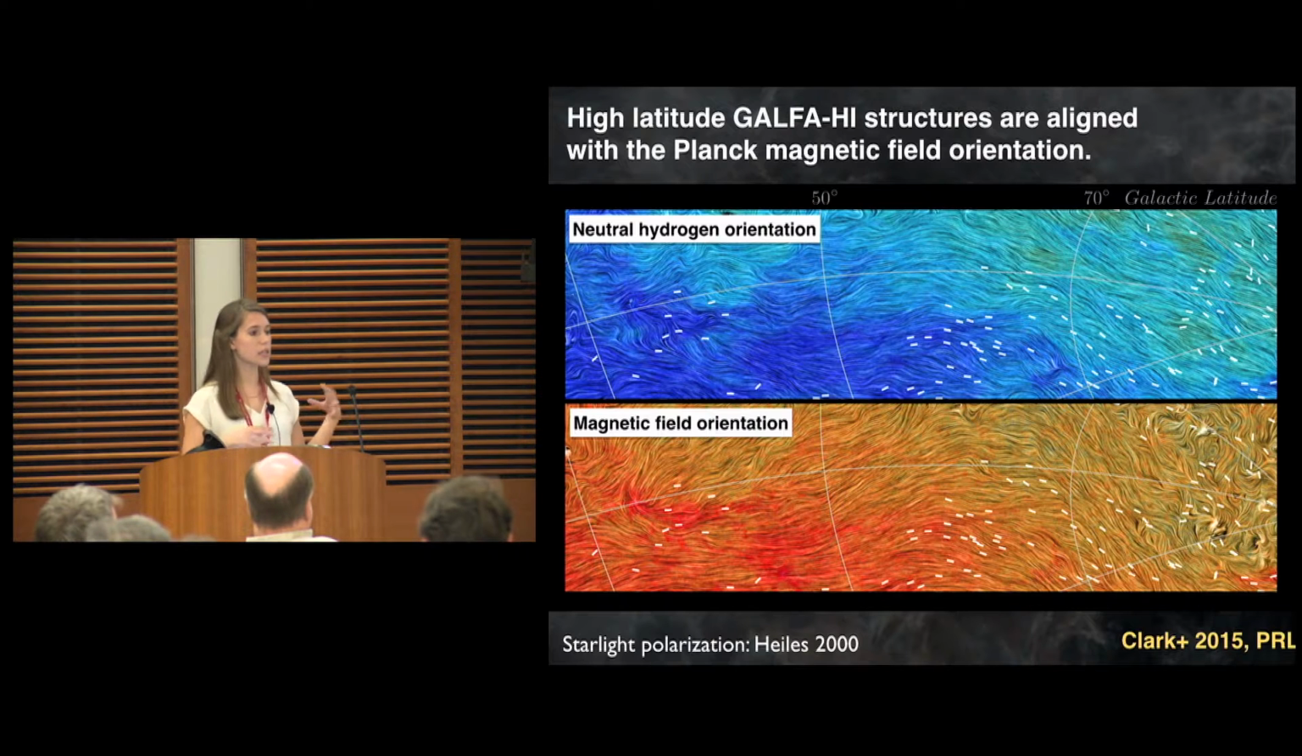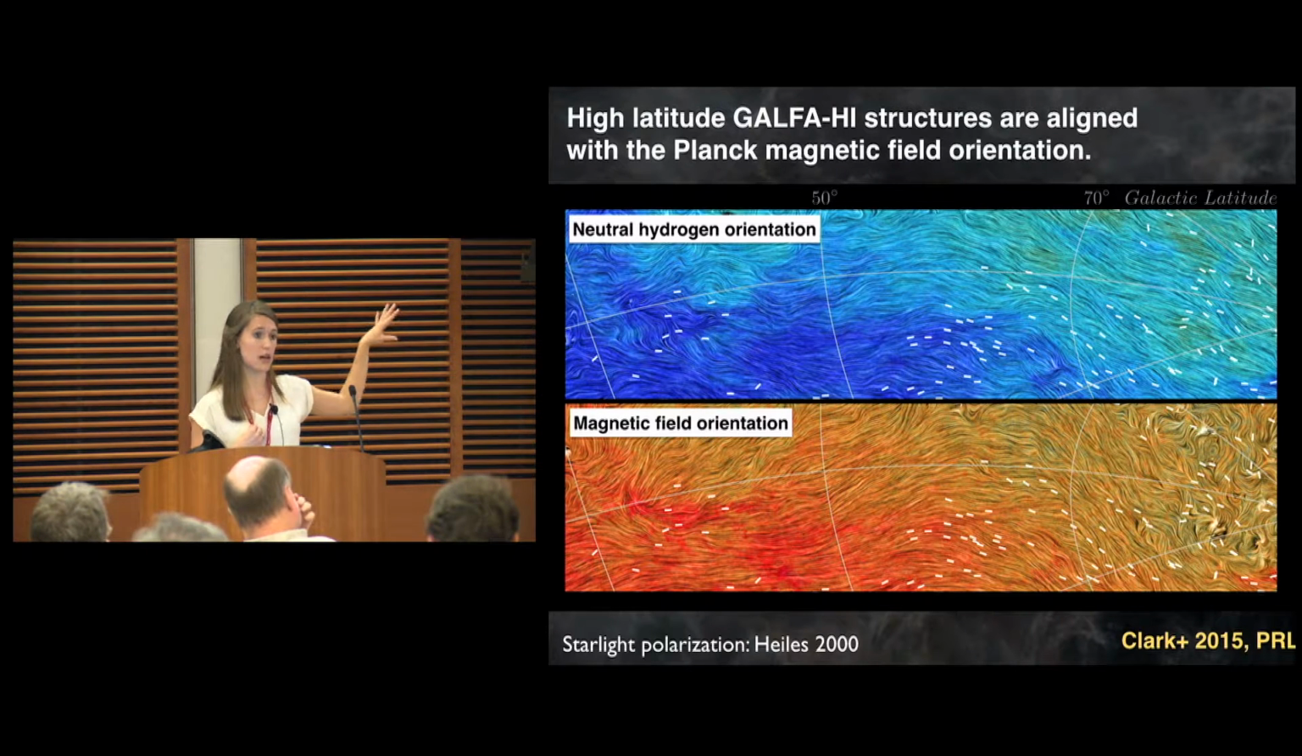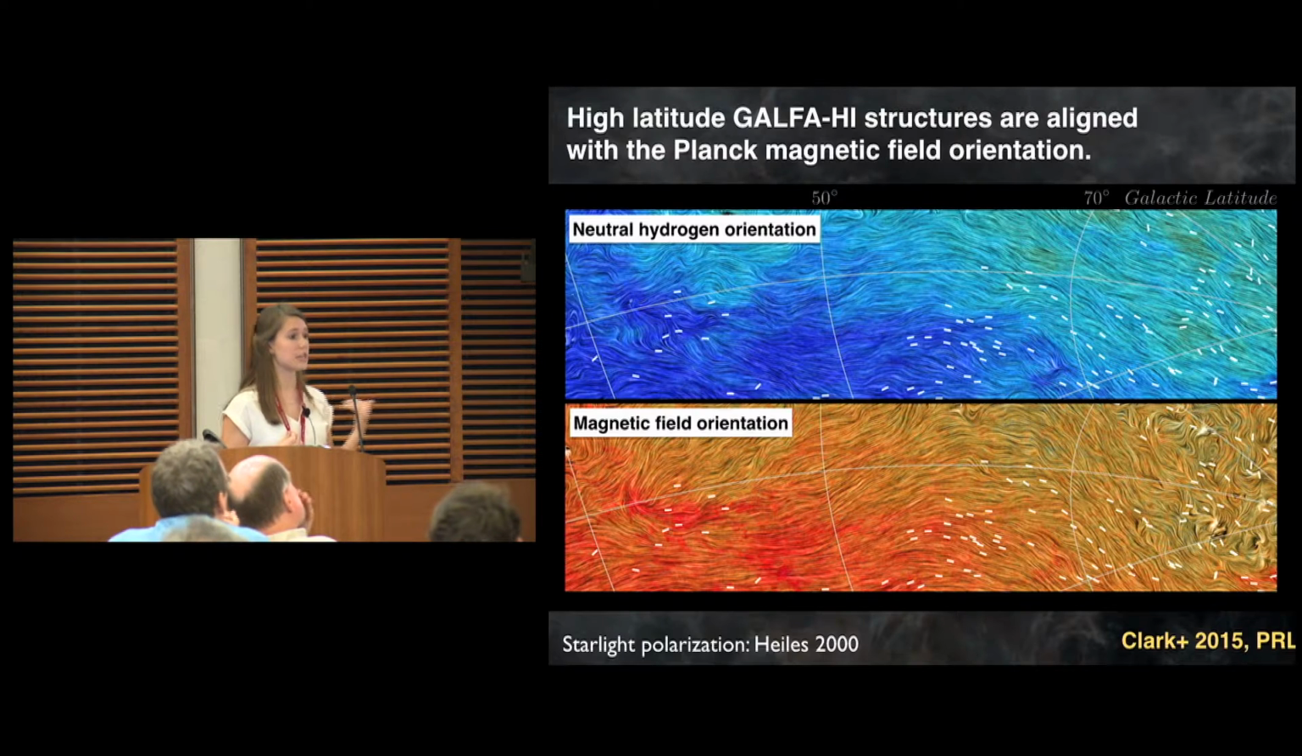So what you're seeing is the convolution of noise with some vector field, or an orientation field in this case. In the top panel, you're seeing the orientation of the neutral hydrogen in the GALFA-H1 survey as measured by our RHT. And in the bottom, you're seeing the magnetic field orientation as measured by Planck. And then overplotted, again, are these little white pseudovectors that show you the Heiles 2000 starlight polarization stars. And even by eye, you see this beautiful, pervasive correlation.